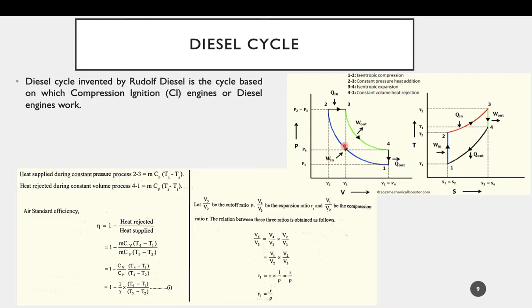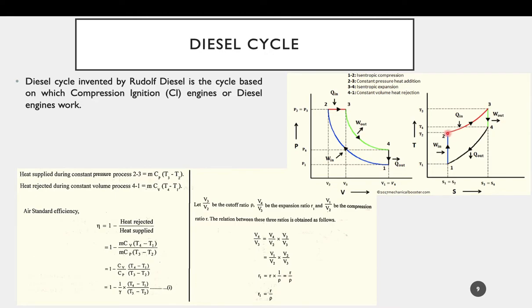Now the same cycle has been represented on the TS diagram, temperature entropy diagram, where you can see 1 to 2 is a vertical line because it is a reversible adiabatic compression. Reversible adiabatic is also known as isentropic process. And here the temperature increases from state point 1 to 2. Now 2 to 3 is a constant pressure heat addition process, and the temperature has risen to state point 3. That is the highest temperature of the cycle. 3 to 4 is again a vertical line because it is reversible adiabatic, which is isentropic expansion process, where temperature has decreased to state point 4. And 4 to 1 is a constant volume heat rejection process where temperature has decreased to temperature T1.